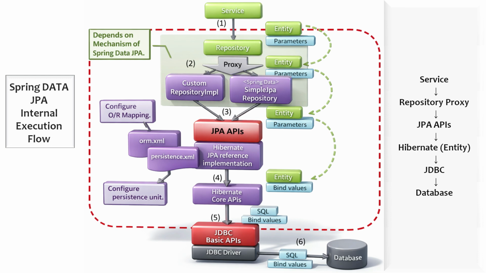Let's see the summary. Whenever we call the repository method from the service layer, it passes the required parameters, and then Spring Data JPA internally uses JPA APIs and passes the required parameters. The JPA API internally calls Hibernate core APIs and passes the required parameters. Then the Hibernate core API generates the SQL query based on the method call and binds all the values. And then the Hibernate core API internally uses JDBC APIs to talk with the database. This is the standard execution flow followed whenever a database operation is performed using Spring Data JPA.